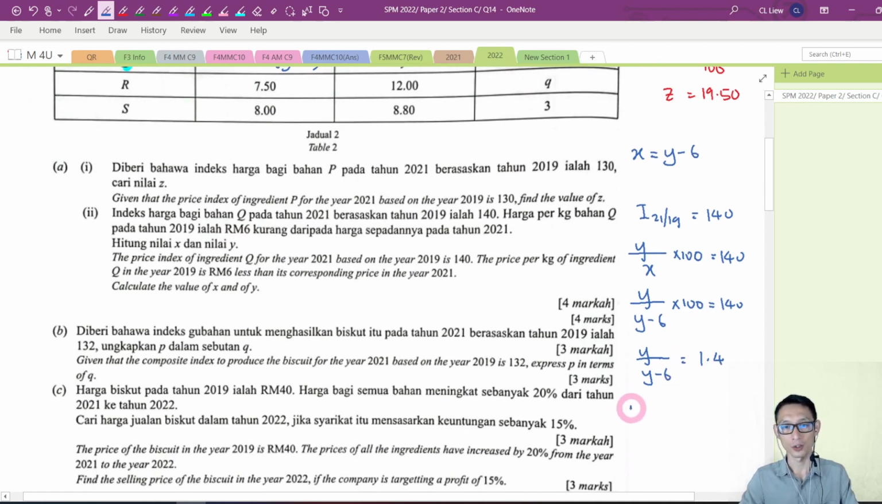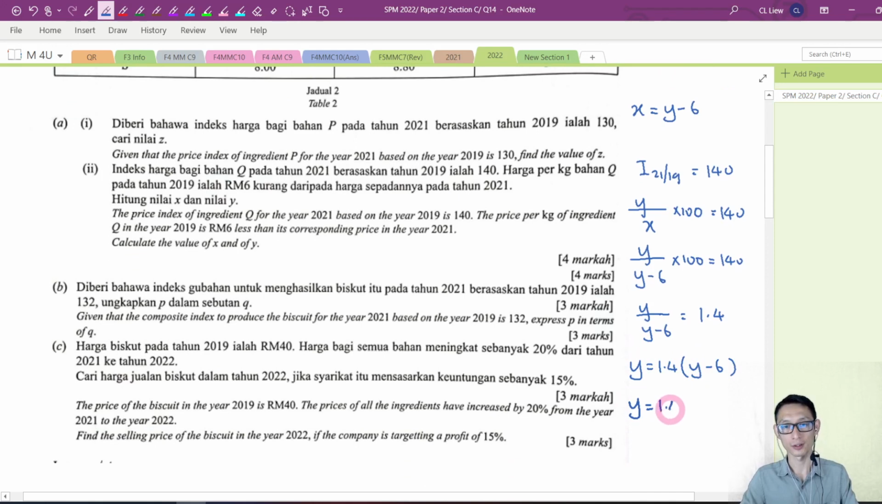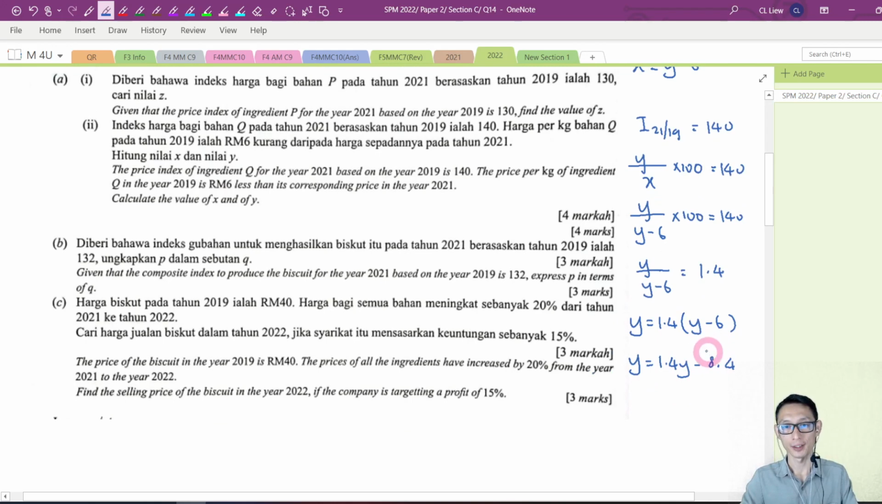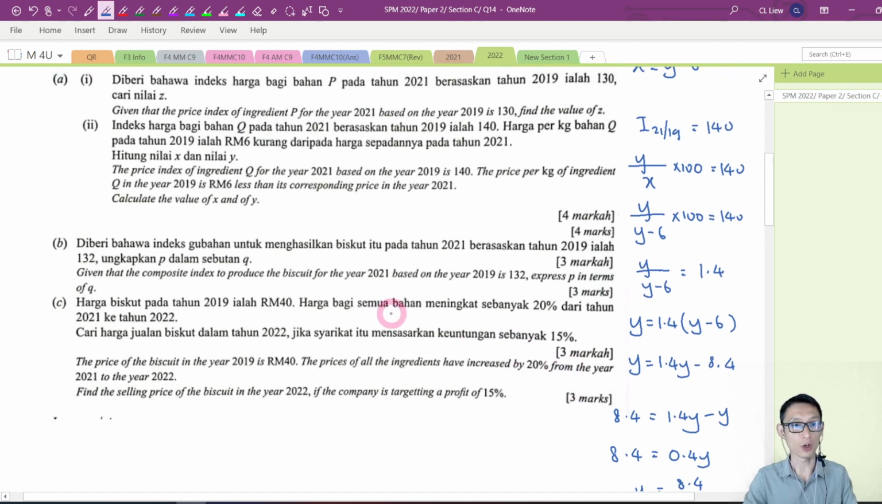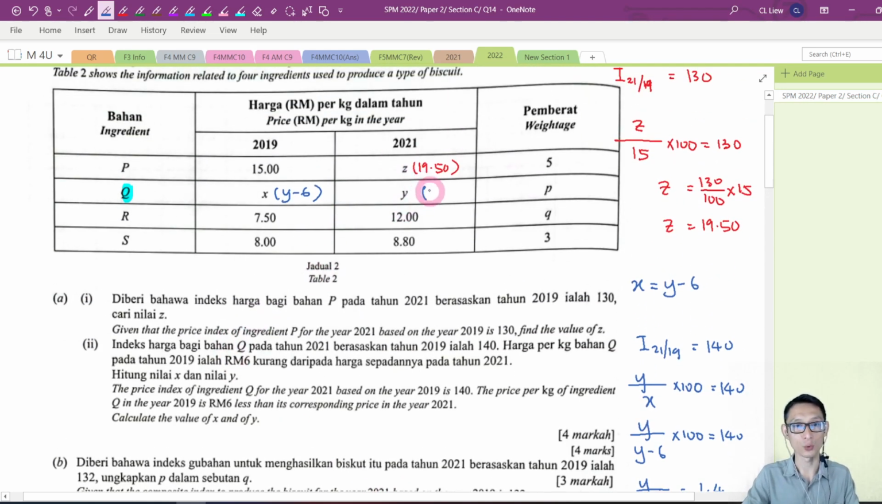Now Y is equal to 1.4 times this whole thing. Just do some expansion over here. 1.4 times 6 is 8.4. Now I'm going to group the Y together. Negative 8.4 I'm going to bring to the other side, becomes 8.4. And this 1.4Y I just copy, positive Y, bring it to the other side, becomes minus Y. This 8.4 is equal to 0.4Y. From here we know that Y is equal to 8.4 divided by 0.4. Y is equal to 21. So we have gotten the value of Y.